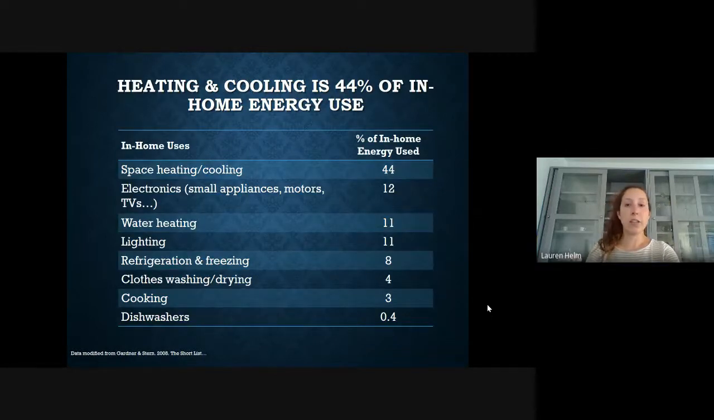Where is this other energy? If we look at the home, the biggest use of energy is to heat or cool your home. After that, it's to power your electronics like appliances in your kitchen, motors, TVs, cell phones, computers, then to heat your water, to light your home, to refrigerate and freeze your food, to wash and dry your clothes, to cook your food, and lastly, to clean your dishes.